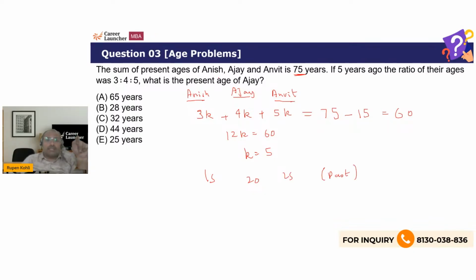So in the present, we are asked for Ajay. Ajay, who was 20 five years ago, would obviously be plus 5, which is 25 by now. Where is that? Oh, here it is.